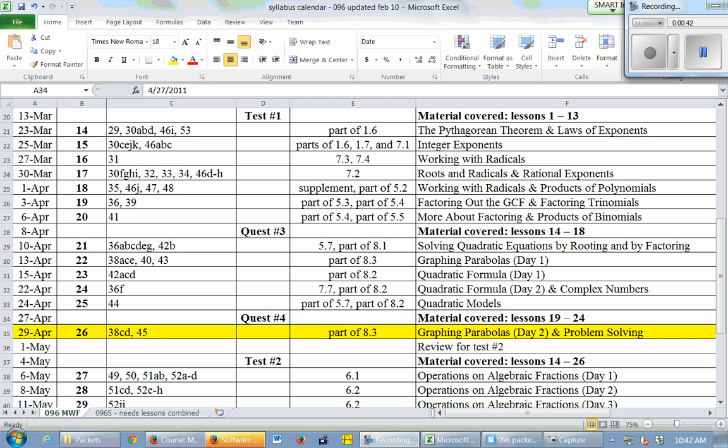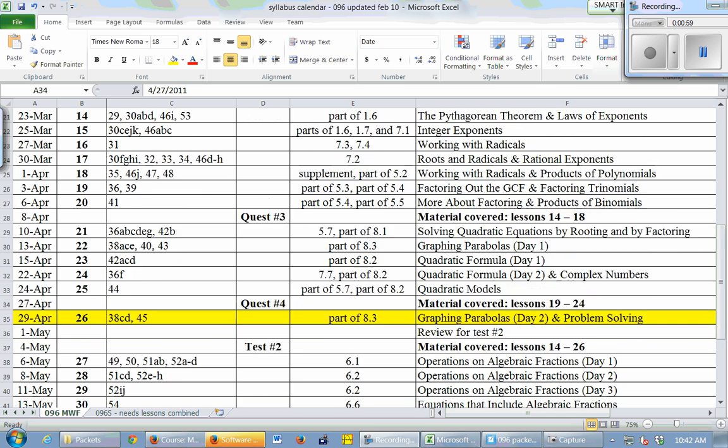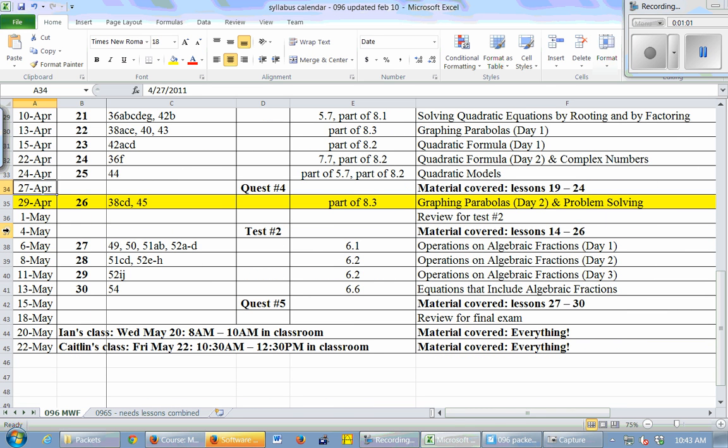So all the material that was on quest 3 and all the material that was on quest 4 is going to be on test 2. So think of this, if you didn't do well on either of those 2 quests, think of this as your second chance to show that you have learned this material. That's Monday, test number 2.